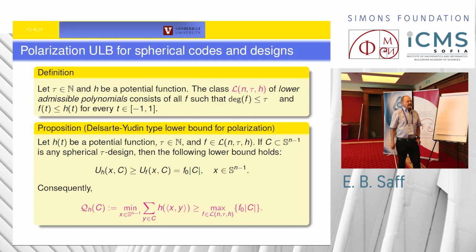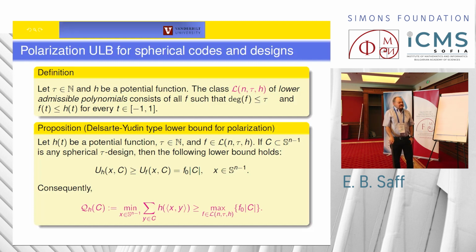This calligraphic L, and what is that? Those are what we call admissible polynomials, which are all polynomials of degree at most tau, and stay under our potential h. Okay, so they stay under the function h on the interval [-1, 1]. So these are our sort of good polynomials.